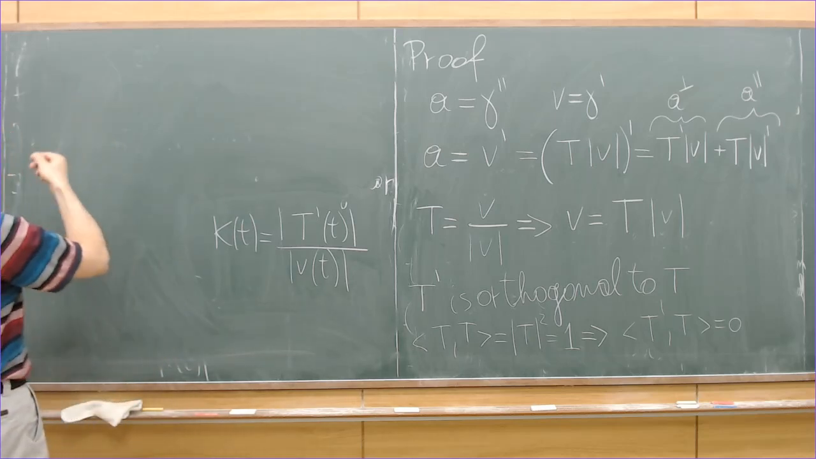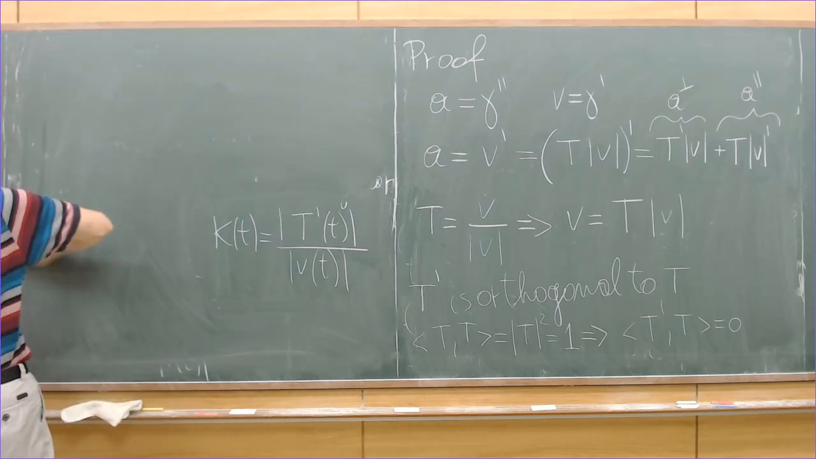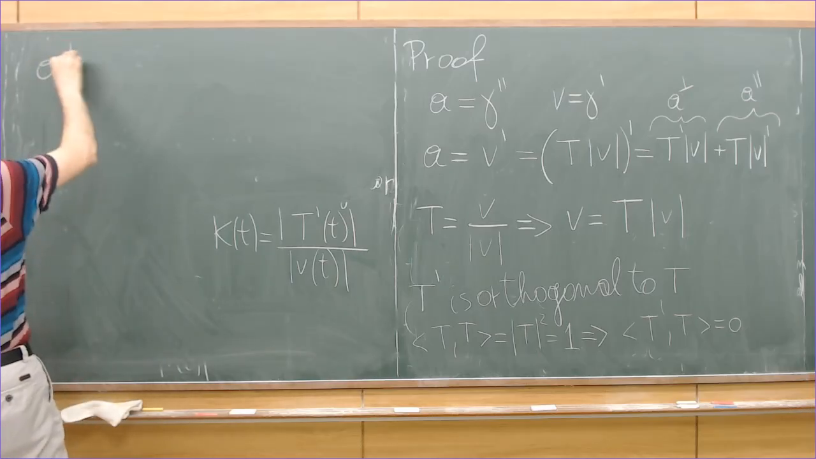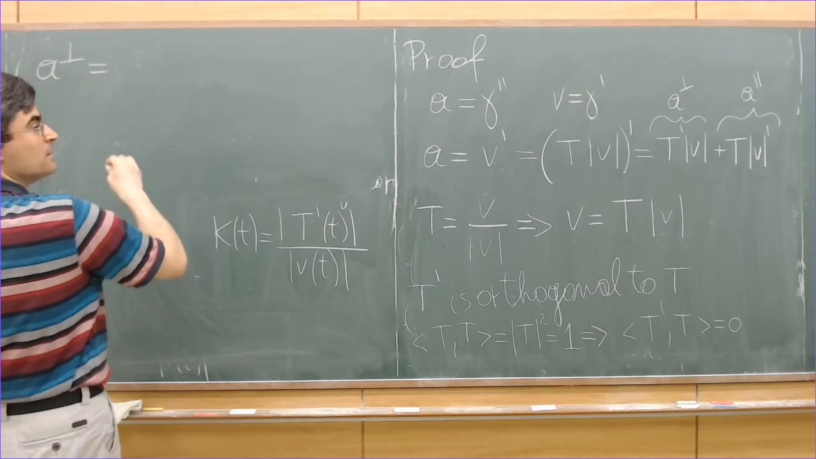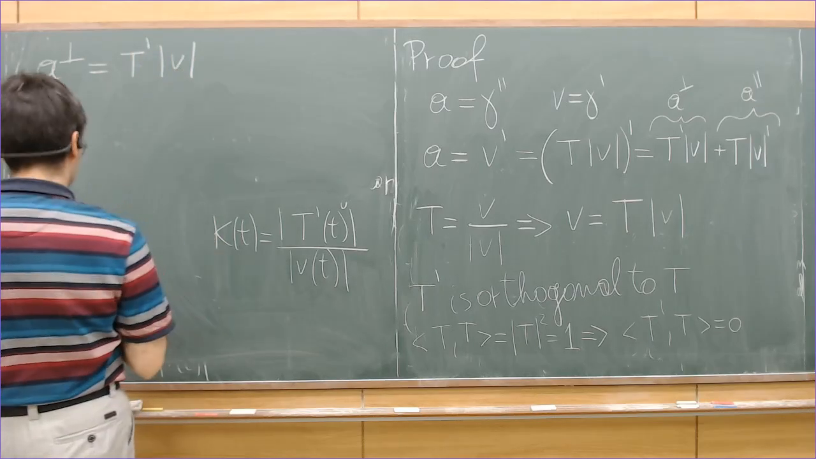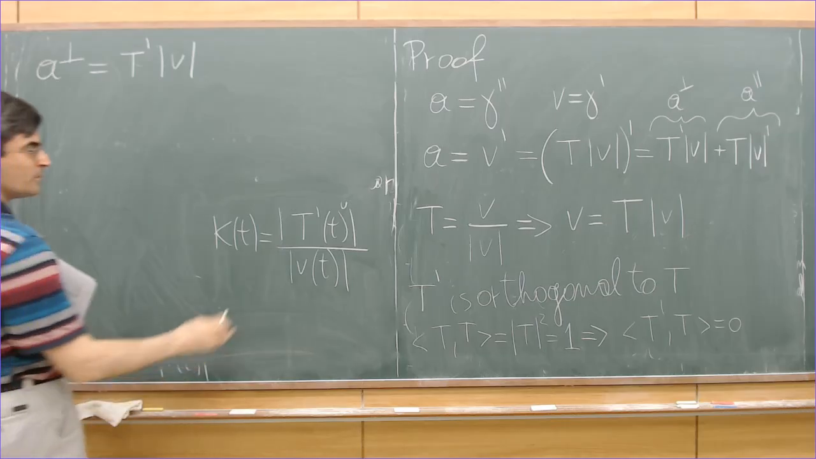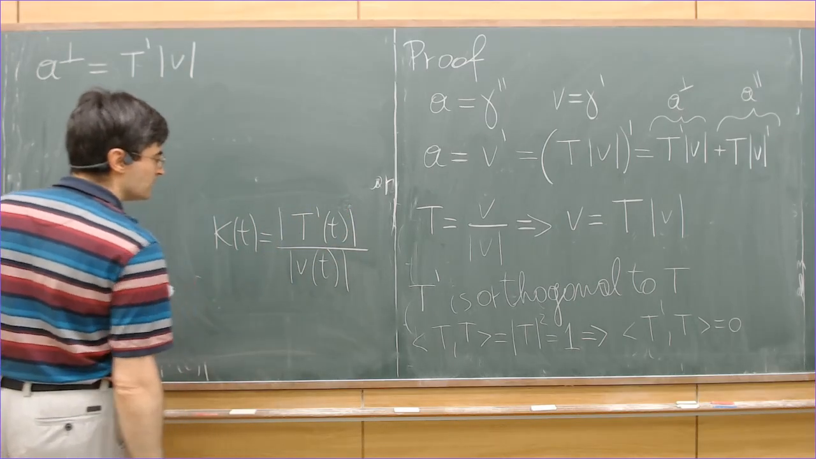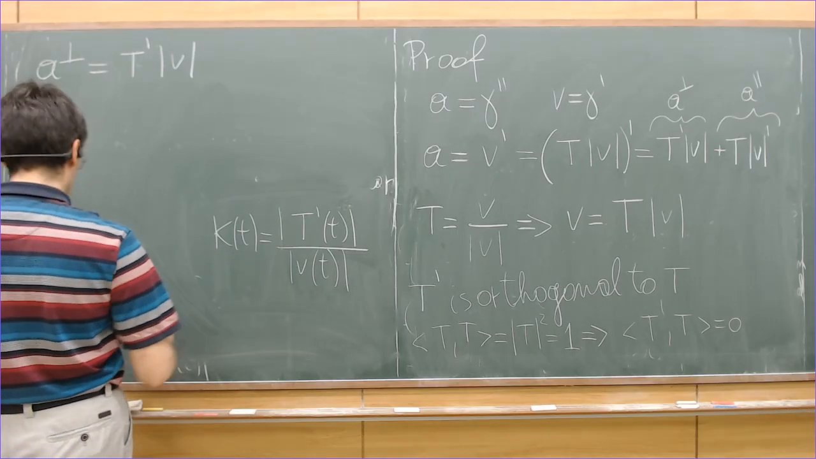So an interesting intermediate result is that A orthogonal is t prime times the length of v. Now it remains to prove our formula for k of t.